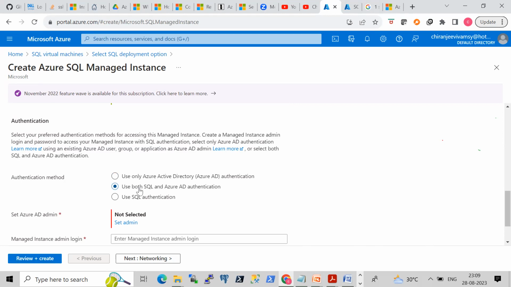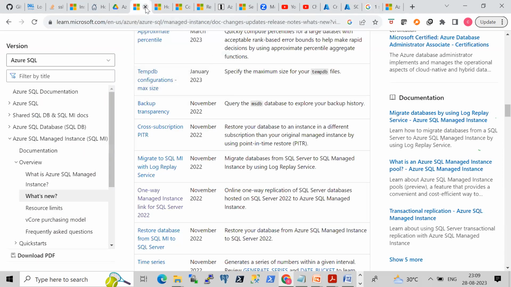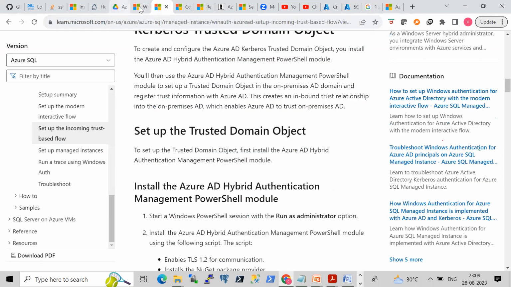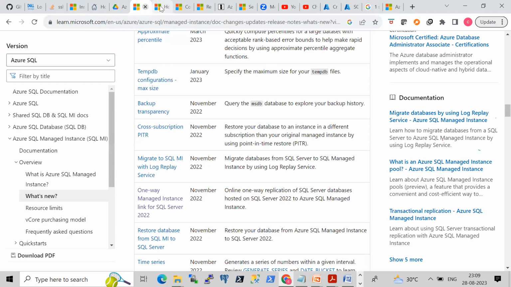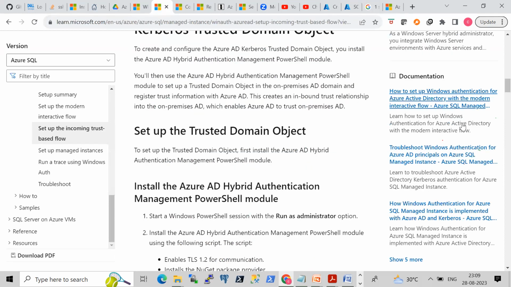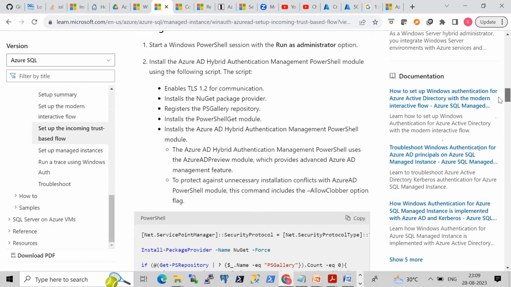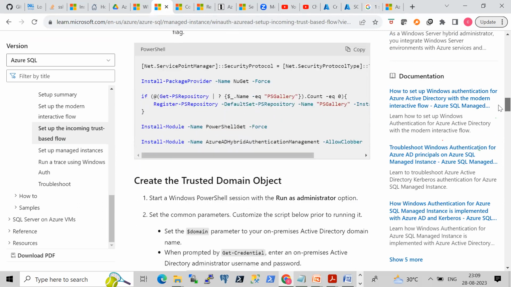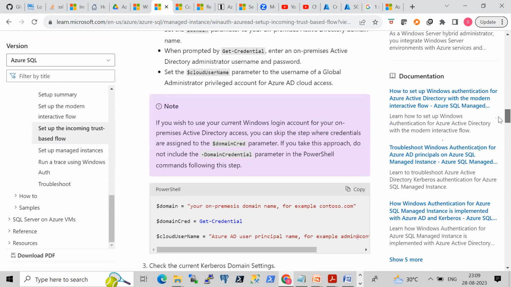How many of you are aware of this? I think no one knows. MI supports Windows authentication, and for that, you have to do so many things. I was just reading this article, and I'm letting you know. I was reading about this, and I have to implement this to show you how Windows authentication works on MI. No one has done this practically. I'm letting you know, no one has done this.